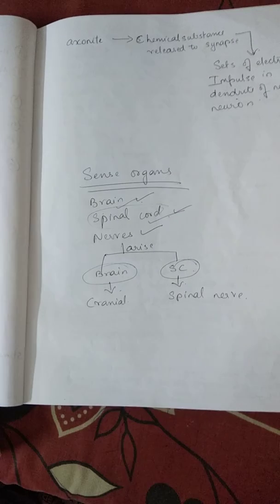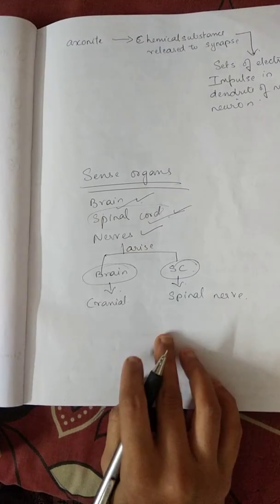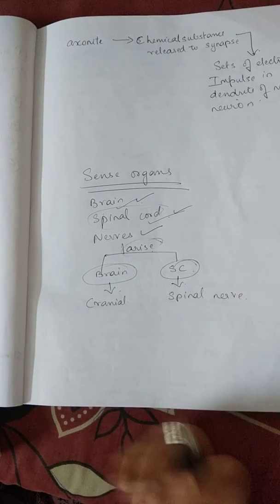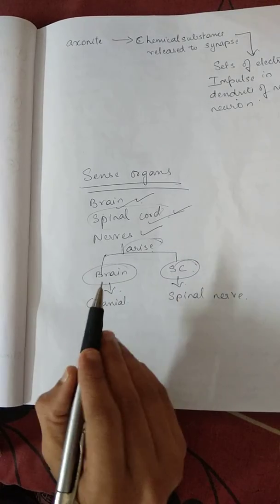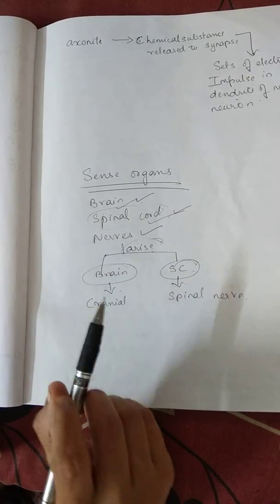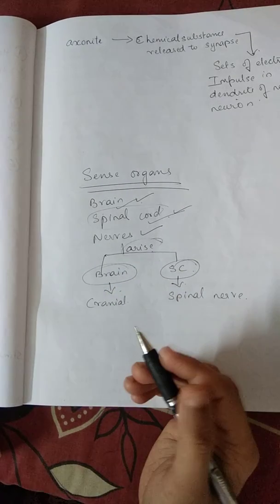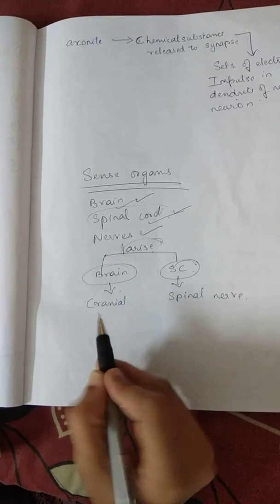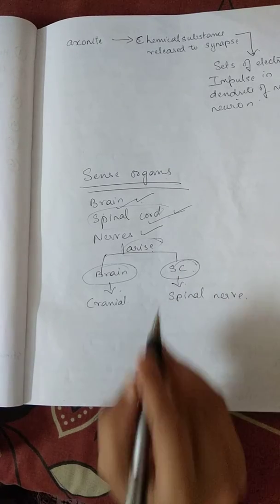All the sense organs, in fact all parts of our body, are connected by millions of nerves. Based on where they are starting or where they go to, there are two main types of nerves. If the nerves are connected to the brain, that is, if they start from the brain or go to the brain, they are known as cranial nerves. But if they are connected to the spinal cord, they are known as spinal nerves.